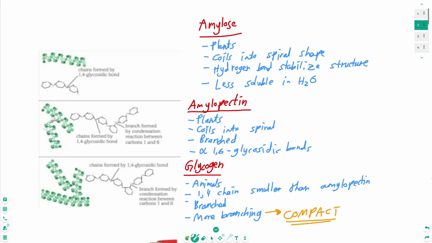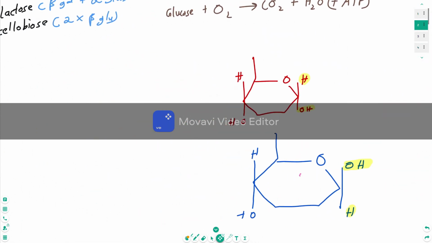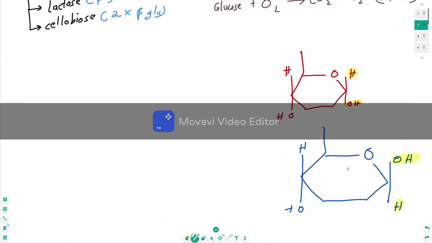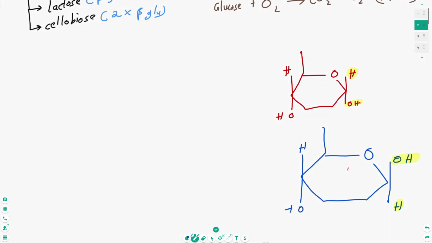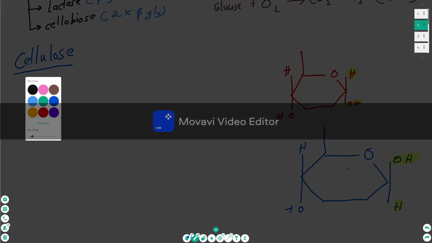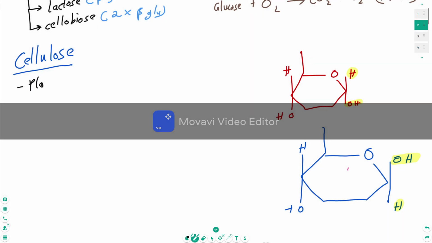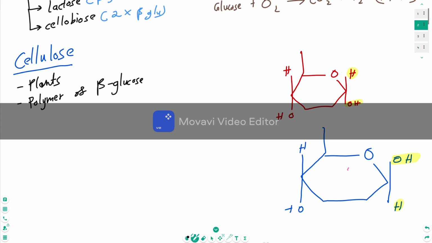There is another polysaccharide that you need to know about, and that is, I've drawn them here, cellulose. So cellulose we'll talk about over here. Cellulose is only found in plants. It's a polymer of beta glucose, and we've just explained the difference between them.